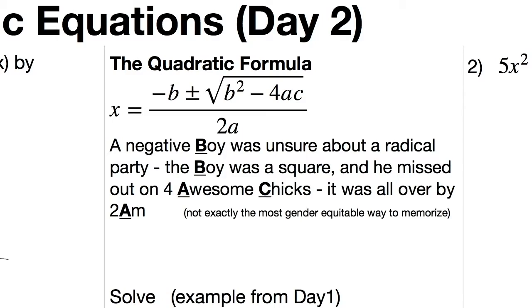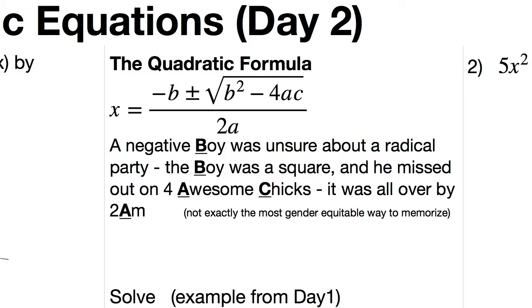So there it is, the quadratic formula. It's huge, it's famous. X equals negative b plus or minus the square root of b squared minus 4ac all over 2a. That's a great way to memorize it if you're melodic or musically inclined or memorize things by songs. If you memorize things by stories, you can think of this story.